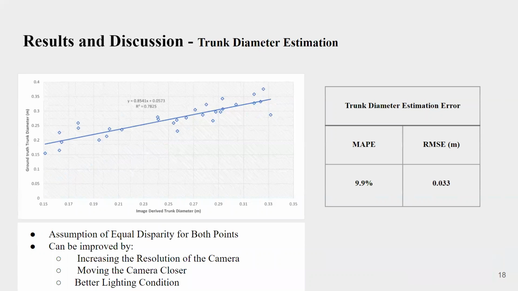The correlation between the ground truth and image-derived values for trunk diameter shown in the figure is relatively strong, with an R-square of 78%. In addition, the table shows that the RMSE and MAPE are 0.033 meters and 9.9% respectively. The fitted line underestimates the measured value because of the assumption of an equal disparity for both points in the distance between them. This can be improved by increasing the resolution of the camera, moving it closer to the object, and also having better lighting conditions.